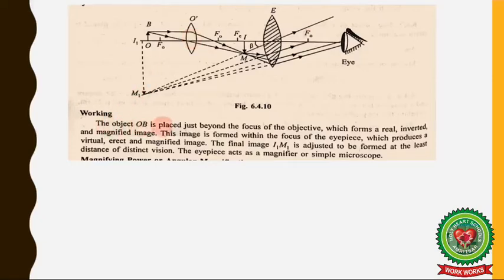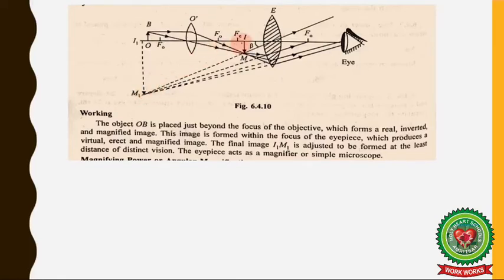The object OB is placed just beyond the focus of the objective, which forms a real, inverted and magnified image. This is the image which is formed by the objective lens O'. This image is formed within the focus of the eyepiece. So this is adjusted in such a way that the image formed by the objective is between the eyepiece and its focal length. This is IM, which produces a virtual, erect and magnified image. So we know the property of a convex lens is that when the object is placed between the focal length and the lens, the image will be highly magnified, virtual and erect.